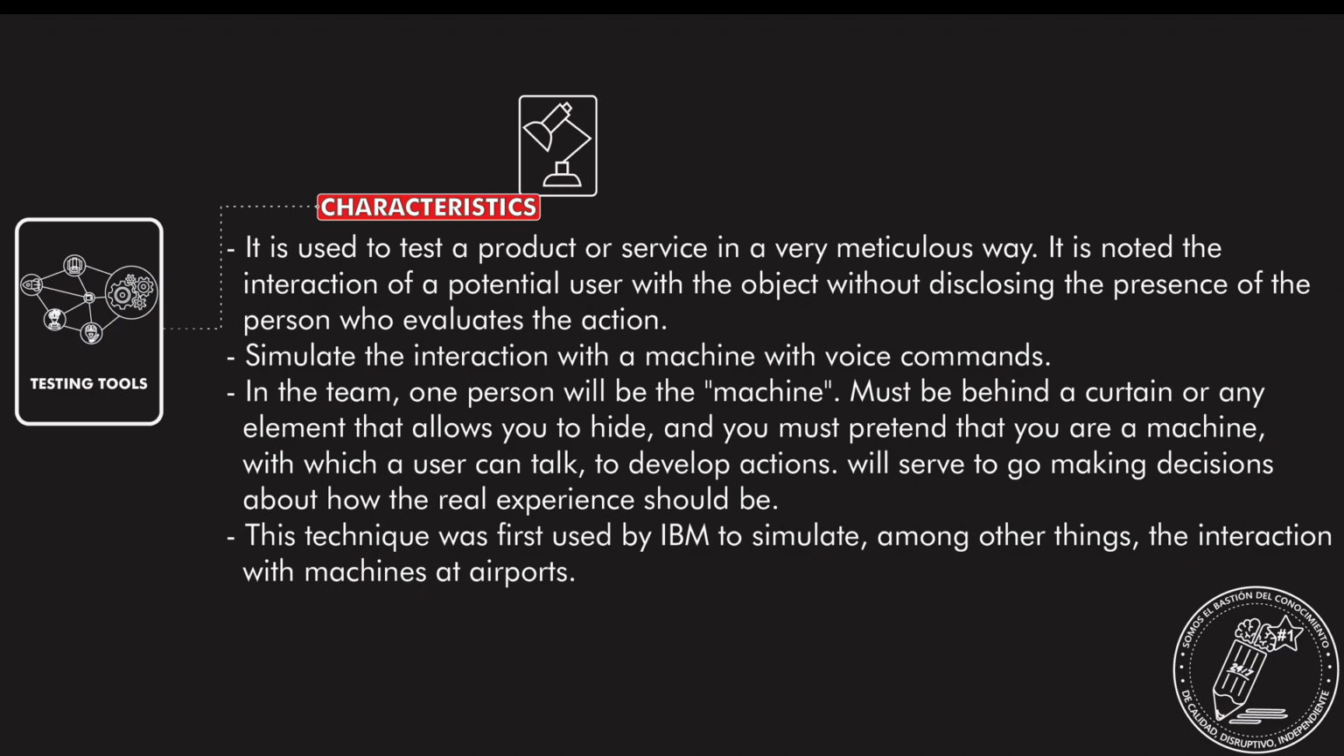It observes the interaction of a potential user with the object without disclosing the presence of the person who evaluates the action. It simulates the interaction with a machine with voice commands. In the team, one person will be playing the machine, must be behind a curtain or any other element that allows you to hide, and you must pretend that you are a machine with which a user can talk. The action will serve to go making decisions about how the real experience should be. This technique was first used by IBM to simulate, among other things, the interactions with machines at airports.